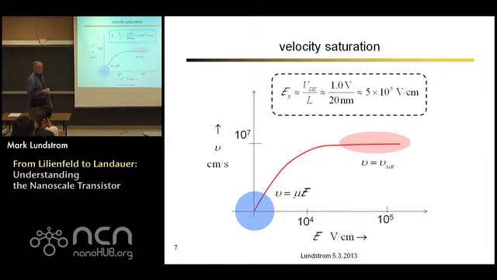Well, we have a drain voltage of about 1 volt. We have a channel length of roughly 20 nanometers. That's an electric field of 500,000 volts per centimeter. Right? 500 kilovolts per centimeter. So we're way out here. Right? The velocity should be totally saturated.